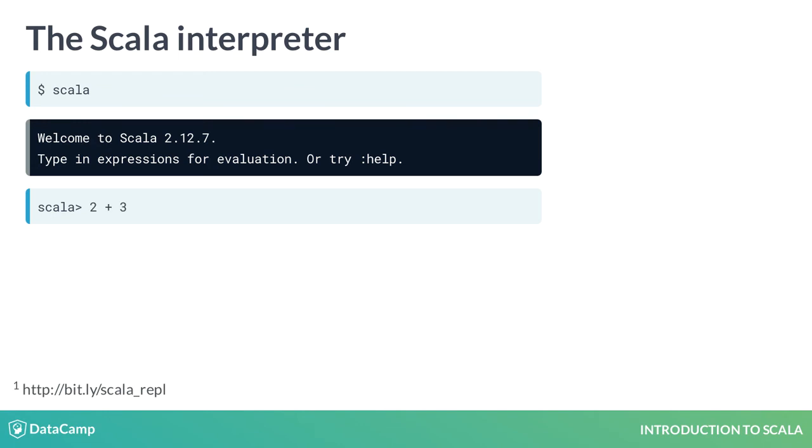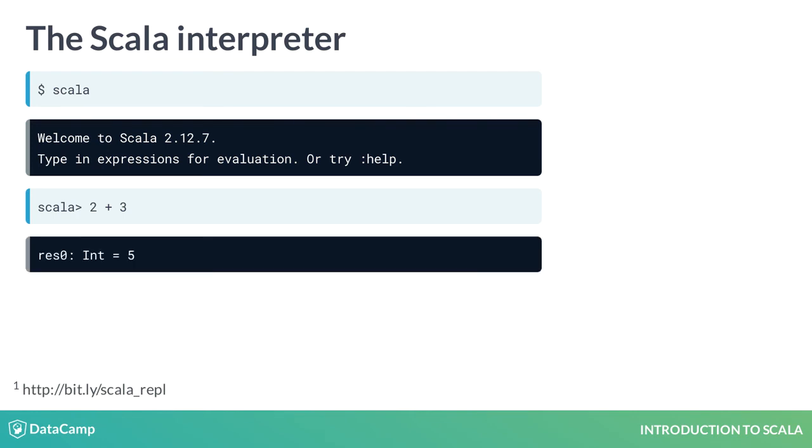2 plus 3. The interpreter then reads the code you wrote, wraps it in an executable template, and then compiles and executes the result for you. The interpreter prints res0 : int equals 5. Res0 is short for result 0, an auto-generated name that refers to the result. :int is called a type annotation, where int means integer type. More on types shortly. Finally, there is an equal sign and the value of the expression, 5.